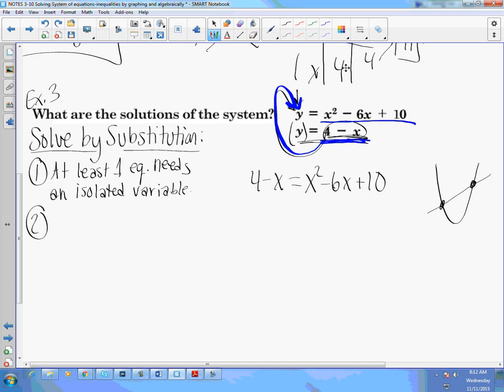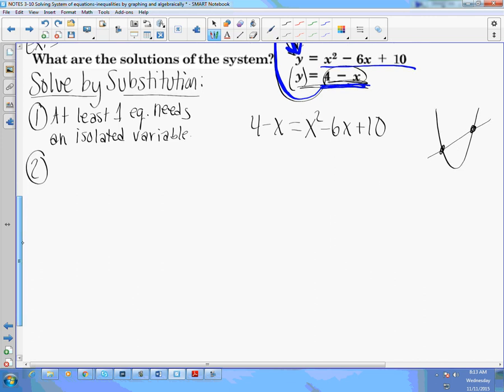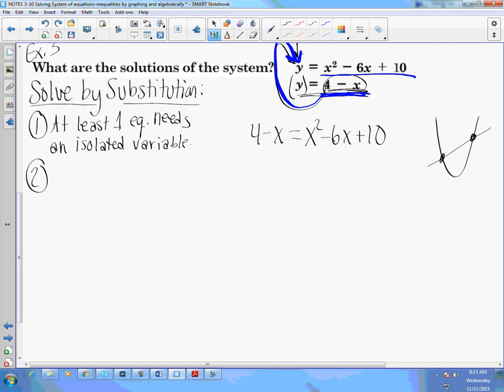Completing the square. So I'm going to get all of my terms to the right-hand side, and I want to make sure that this x squared is positive. It already is positive, so I'm going to keep it on the right. So then move my 4, minus 4, and then move the x by adding x, and put them right underneath their like terms. So the 4's cancel, the x's cancel, and I have 0 equals x squared minus 5x plus 6.